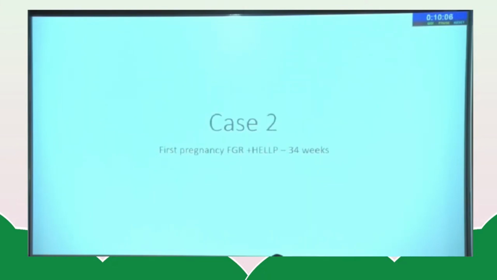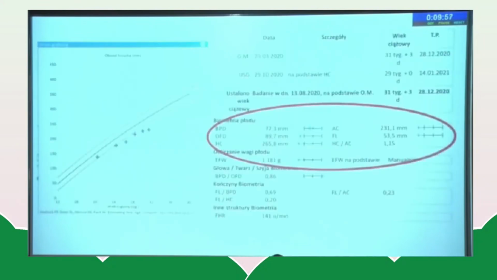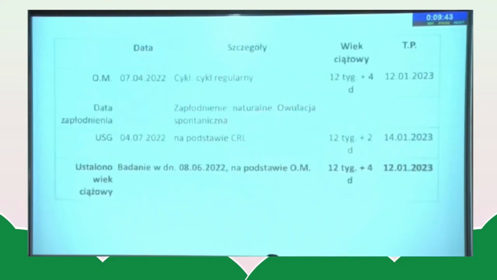And the second, totally opposite: the first pregnancy ended with FGR and HELLP syndrome at 34 weeks of pregnancy. It was the history of the first pregnancy. Look at the growth curve, and the result in the 34th week: almost only 1,200 grams for the baby.